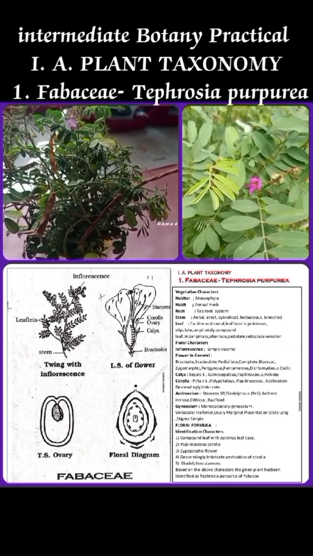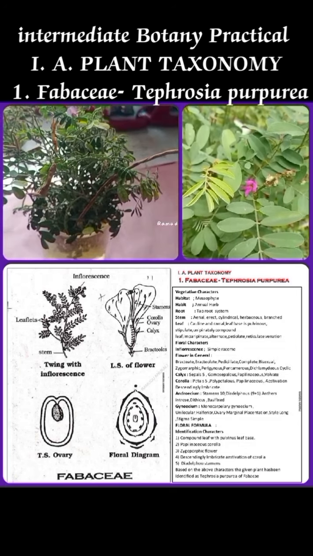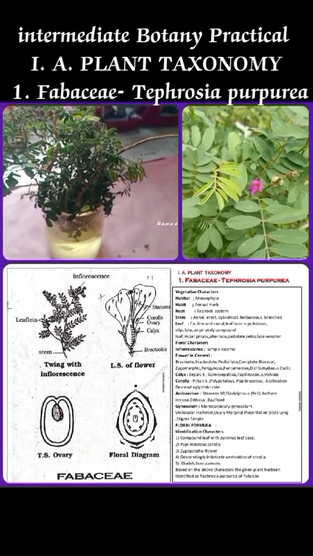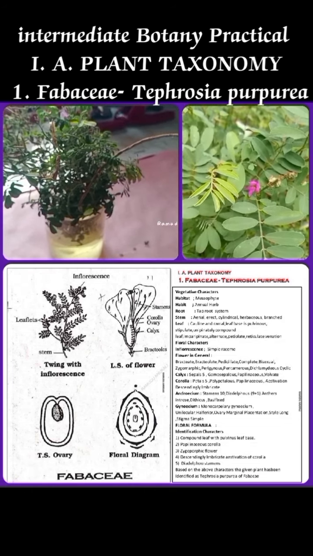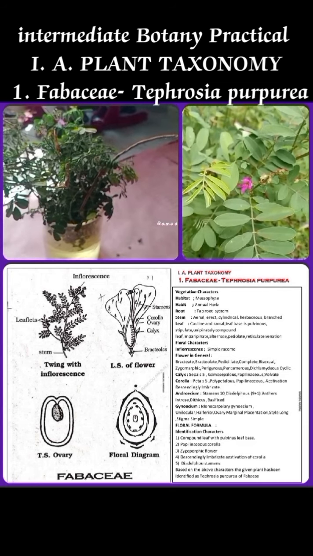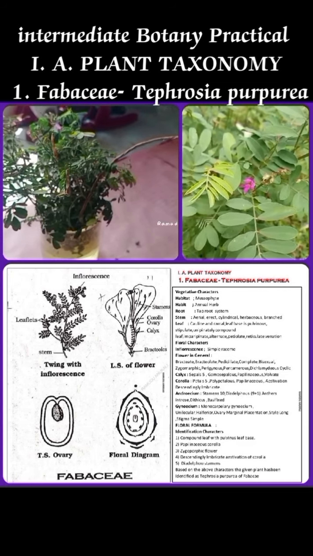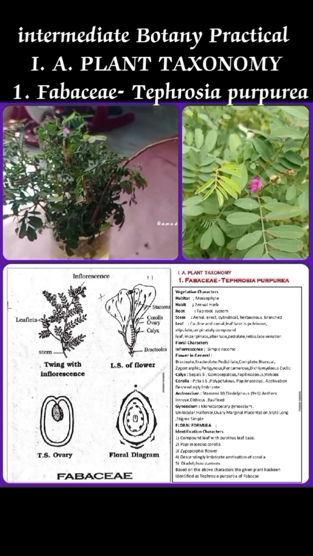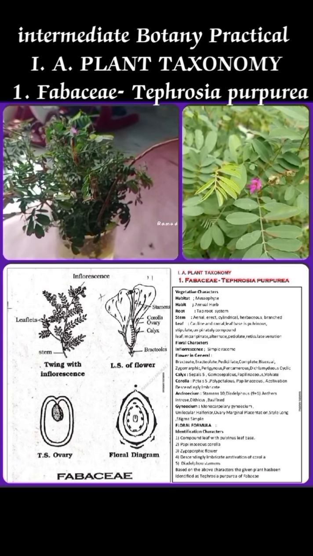descending imbricate estivation. Androecium, stamens 10, diadelphous 9 plus 1, anthers introrse, dithecous, basifixed. Gynoecium, monocarpellary, unilocular, ovary superior, marginal placentation, style long, stigma simple.